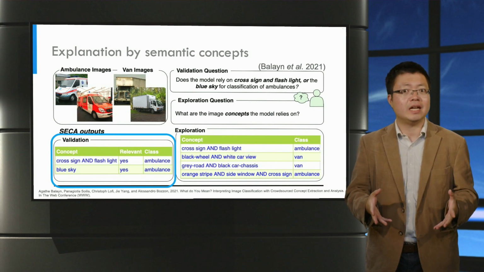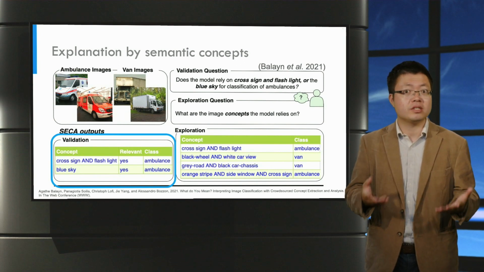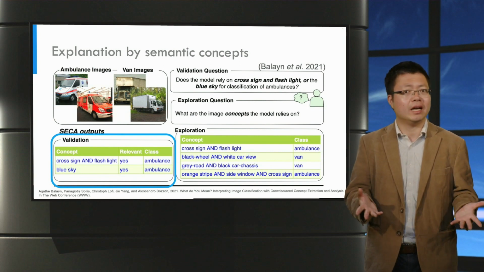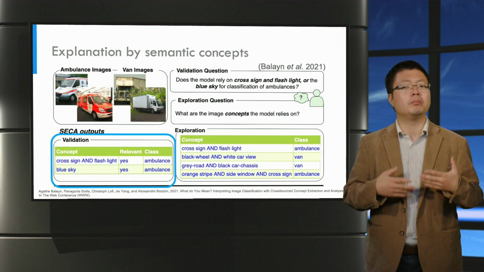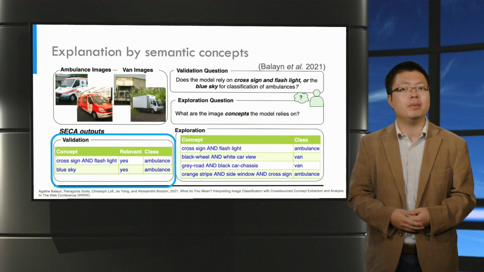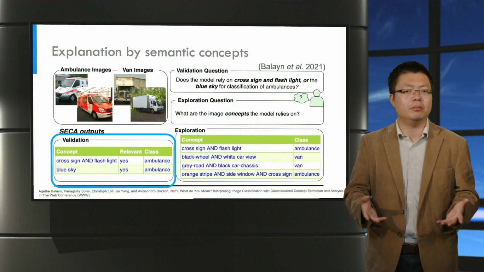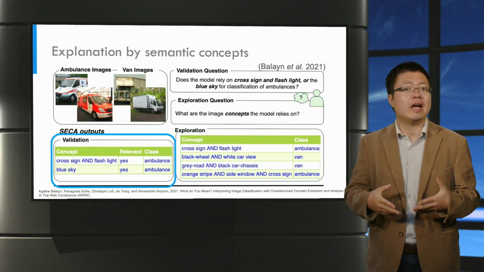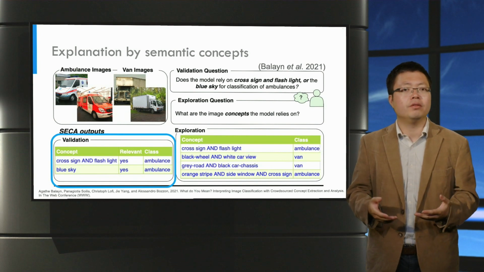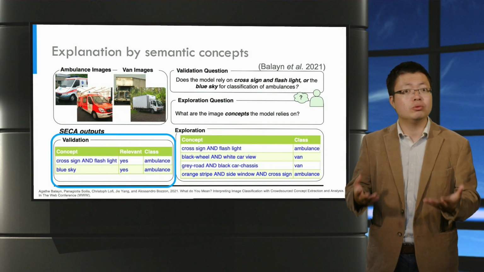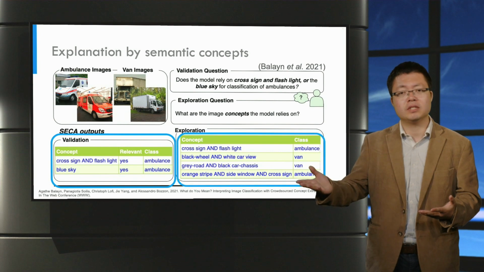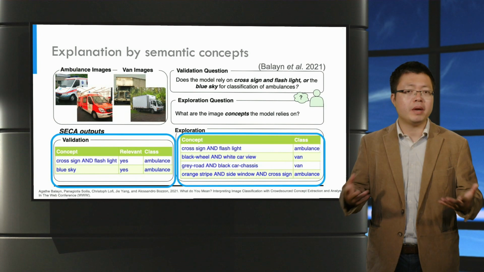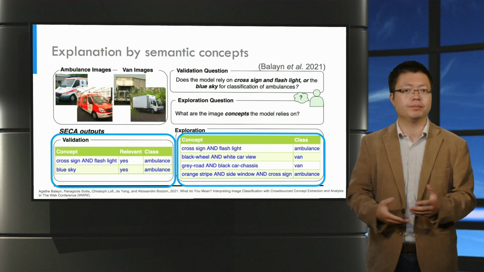Our method shows that the model looks at both the cross sign and flashlight in recognizing a vehicle as an ambulance, which is nice, but it also shows that the model looks at the blue sky, making the prediction less reliable. When the user does not have specific queries in mind, the exploration results from our tool, as you can see on the right-hand side of the slide, can support users in exploring the space of model behavior explanations.